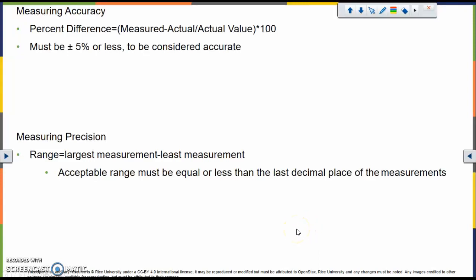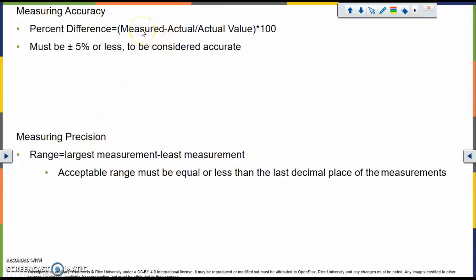Hello everyone. So in this lecture video, we're going to be talking about how to treat numbers. So we're going to be talking about significant figures, operations involving significant figures, scientific notation or scientific exponents. Okay. So in this case, however, the first thing we're going to do is talk about two different concepts of accuracy and precision.